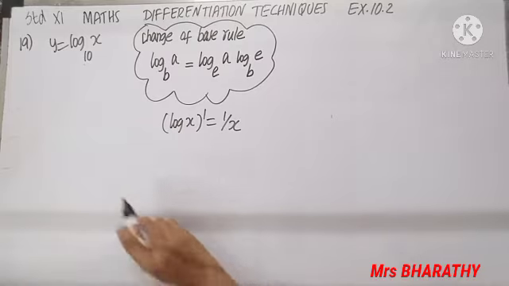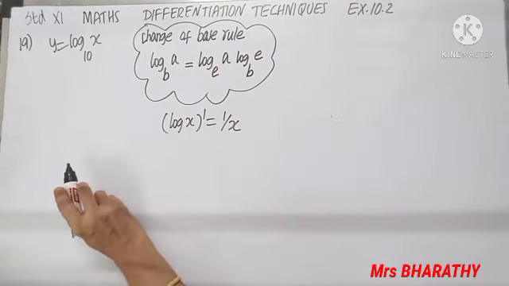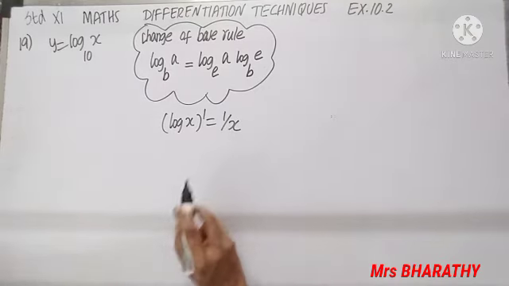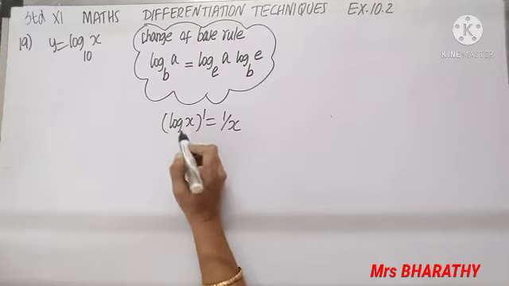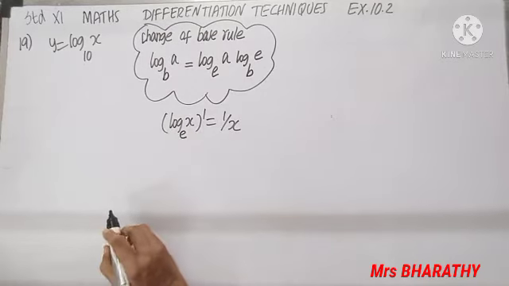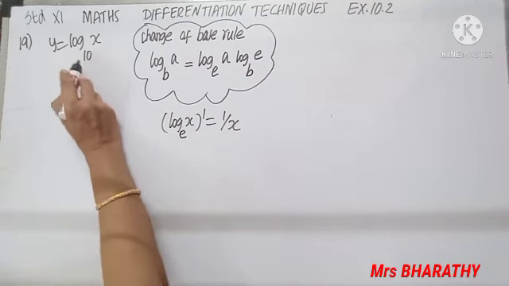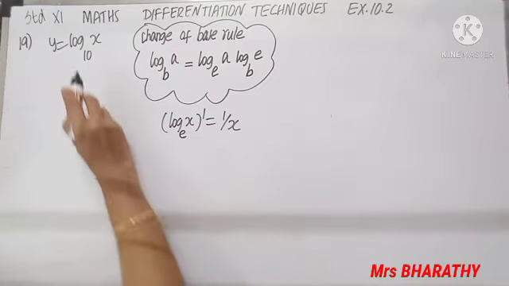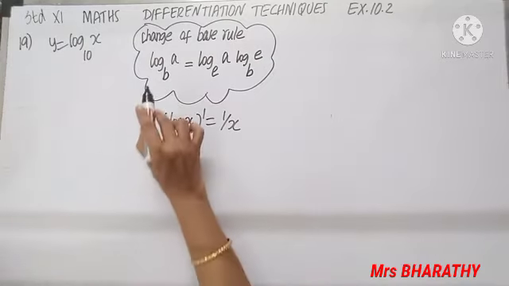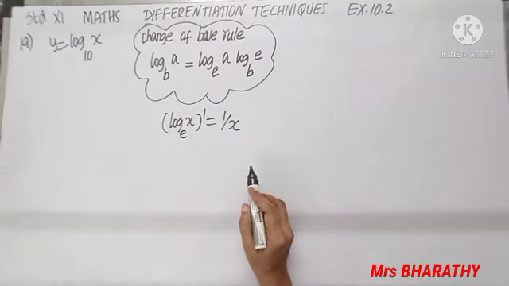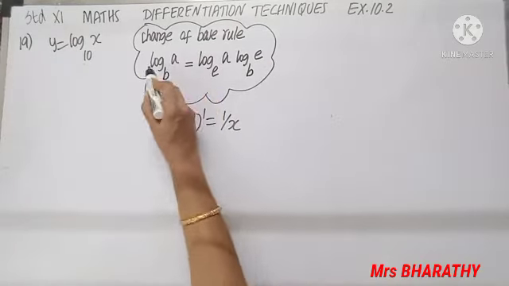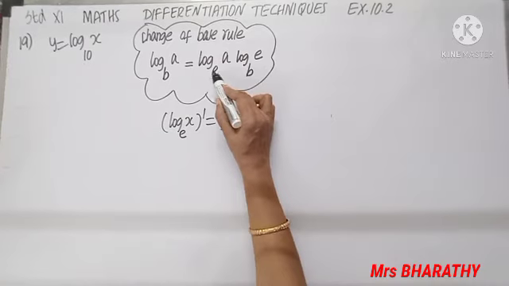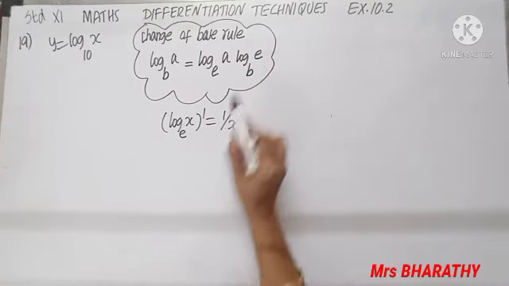Question number 19. y is equal to log x base 10. We have the formula log x derivative as 1 by x. This log x should have the base e. But in this problem, there is some other base. In the formula, we have the base to be e. If any other base is coming, let us remember change of base rule in logarithm. A base b in logarithm can be written as a base e, e base b. I am introducing e as an intermediate.